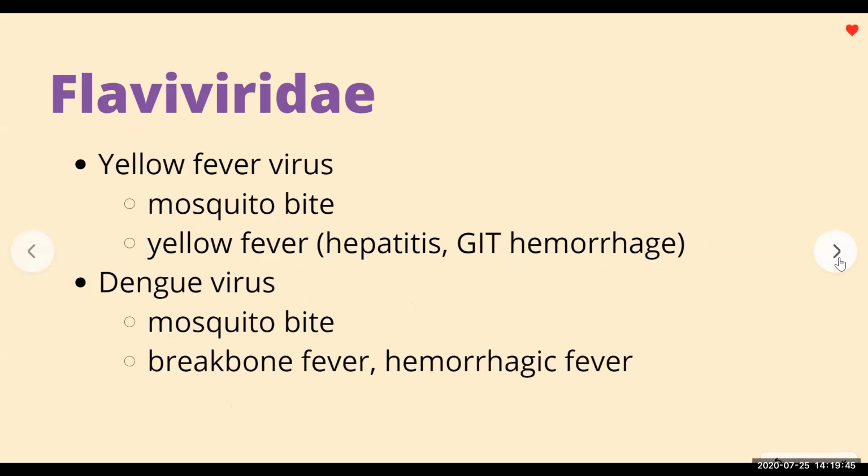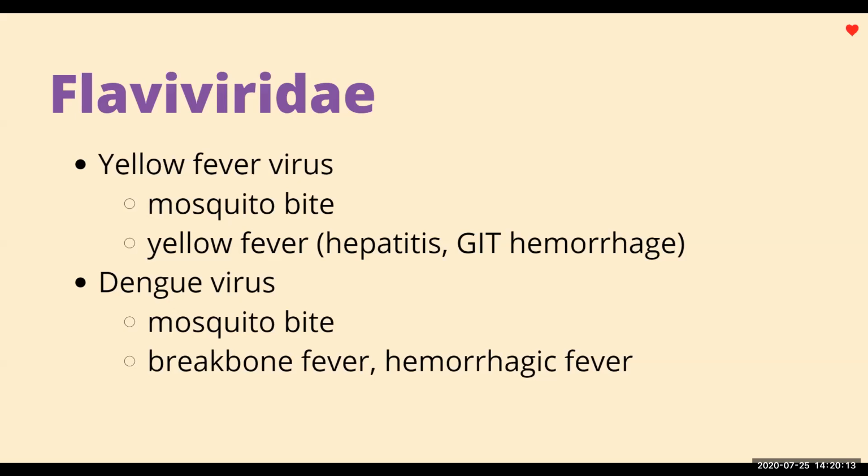Then we have the Flaviviridae. Under this we have the yellow fever virus and the dengue virus. Yellow fever, you can get it if you're bitten by a mosquito that carries the virus. So why yellow fever? Yellow fever is caused by a virus that is spread through mosquito bites. Symptoms take 3 to 6 days to develop after being bitten.